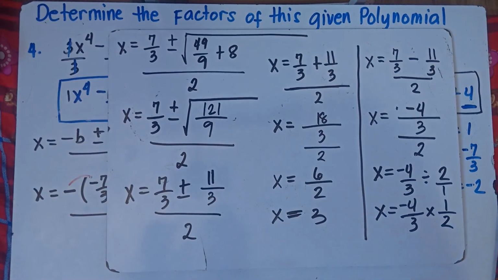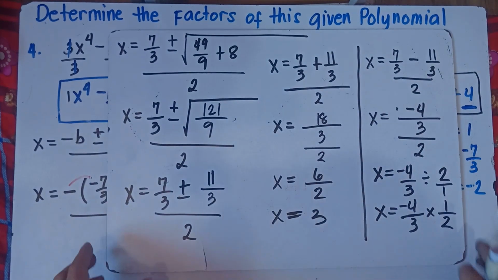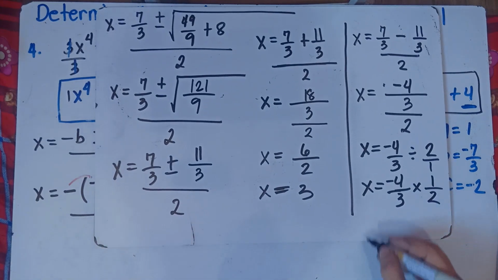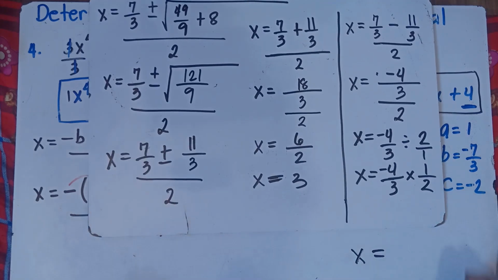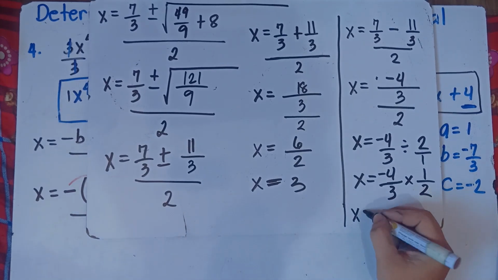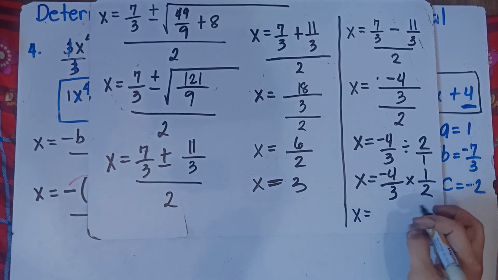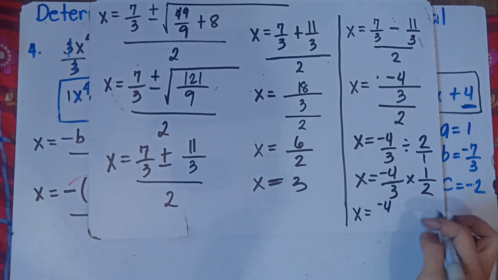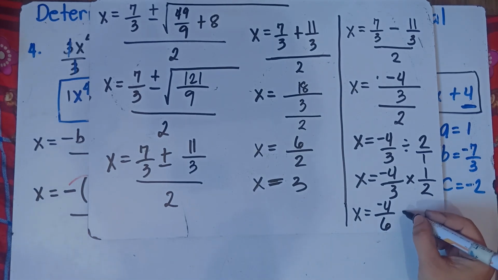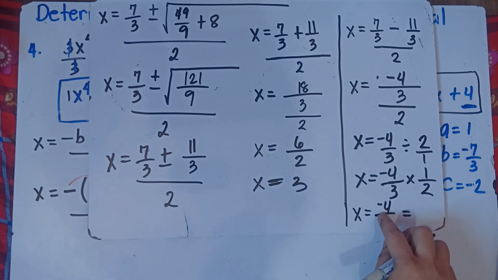So the answer for this one, this will be x equals, let me write it here. x equals negative 4 times 1, that's negative 4. 3 times 2, that is 6. Can we reduce, class, negative 4 over 6? Yep, we can reduce this one.